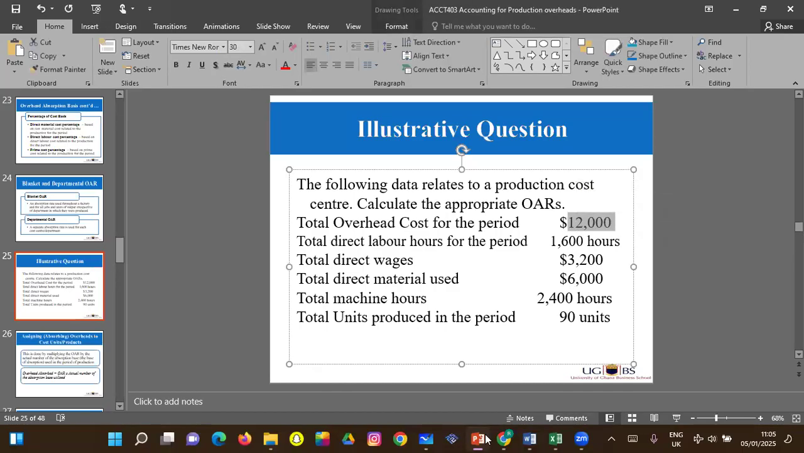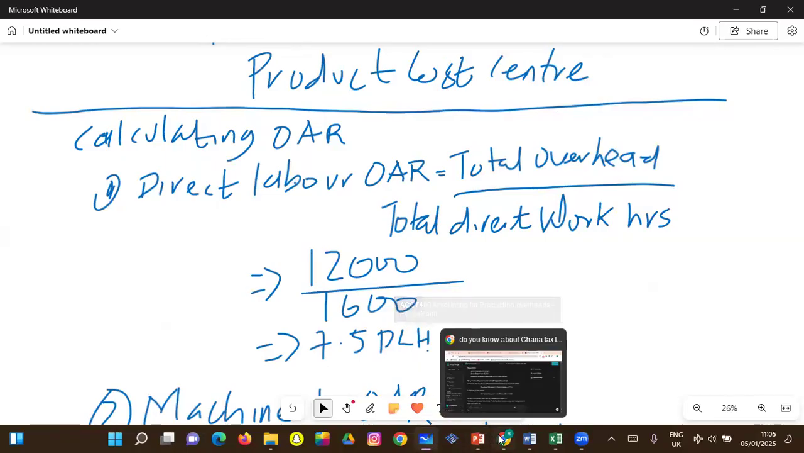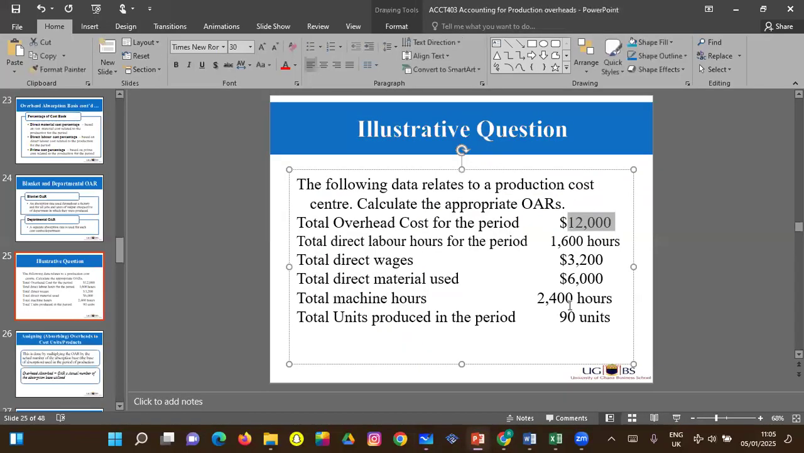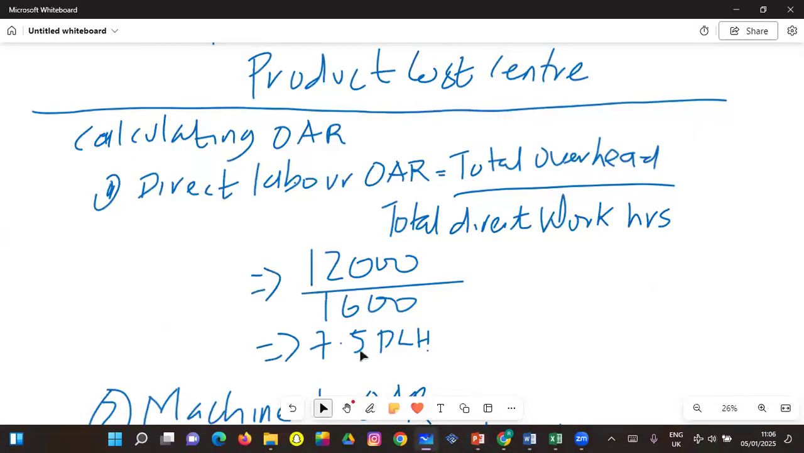And then total direct work hours is 1,600 hours, right? So we get 7.5 per direct labor hour.